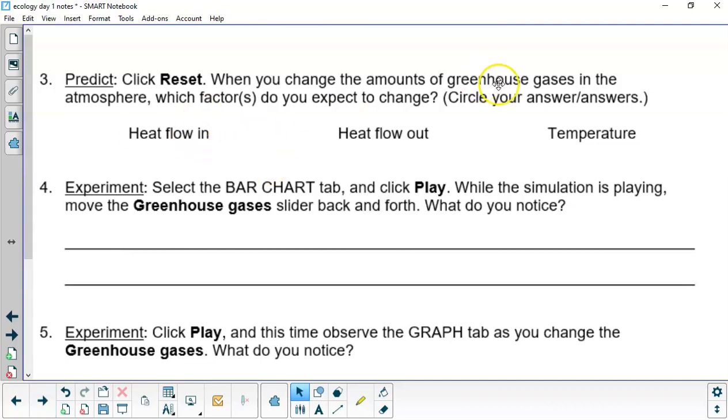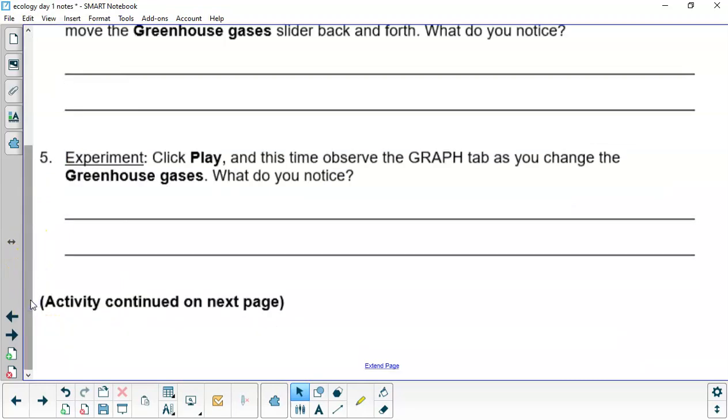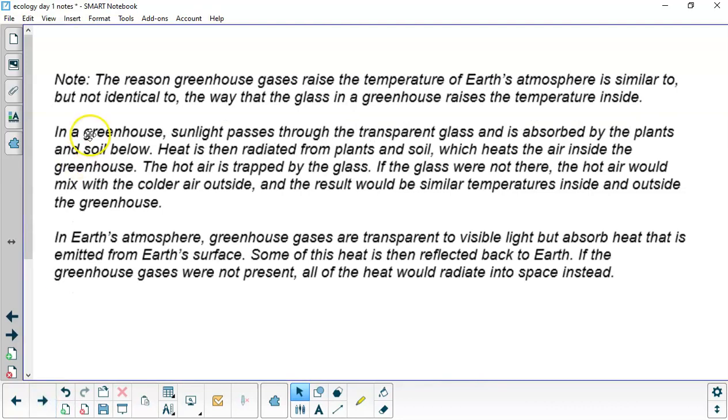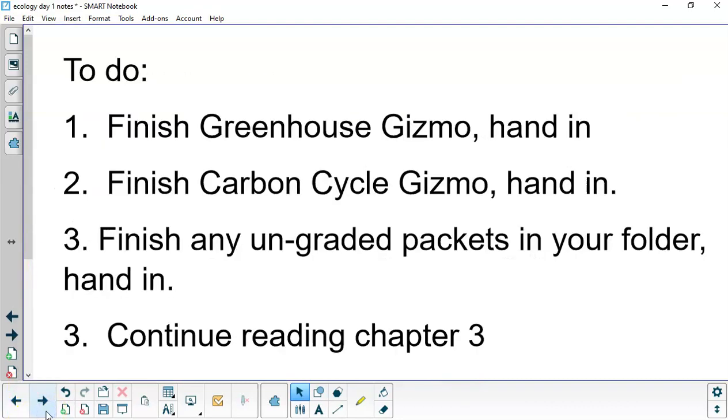Hit reset, change the amount of greenhouse gas. Which of these things do you think will change, and then what actually happened? So you're going to make it a hypothesis or a prediction. And it's okay if your prediction's wrong, nobody cares. And then you will actually do the experiment and try it and see if you were correct or not. Okay? There's a little description there.